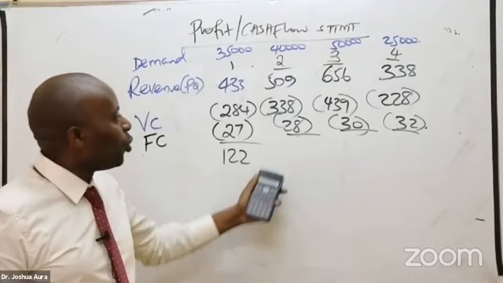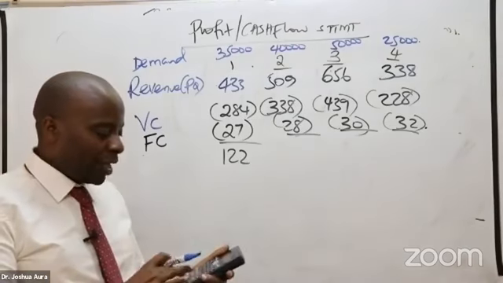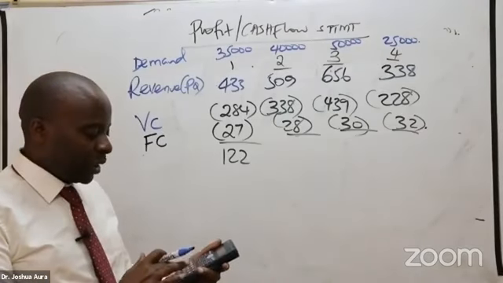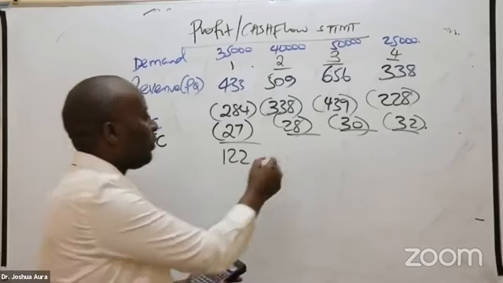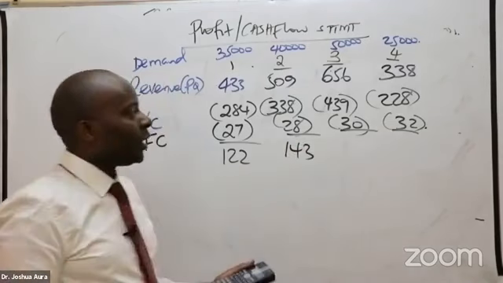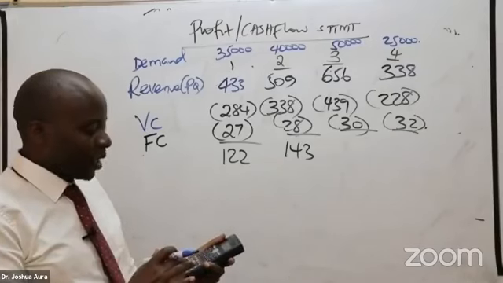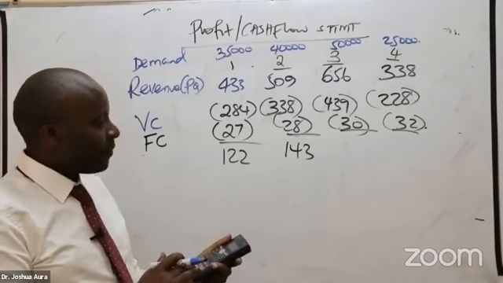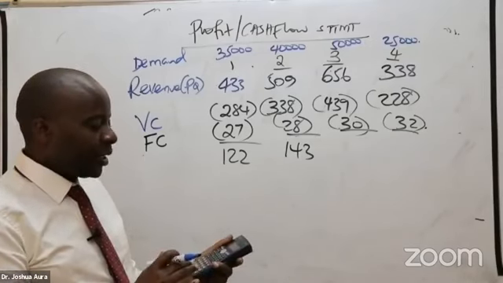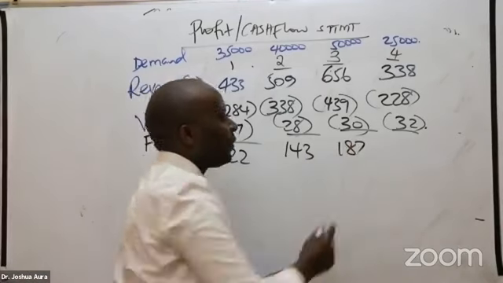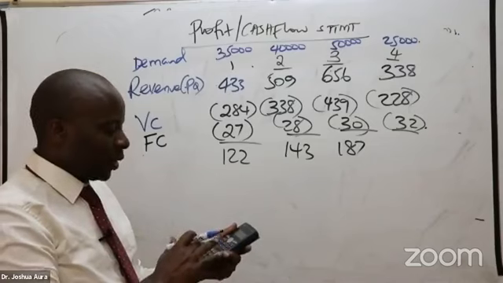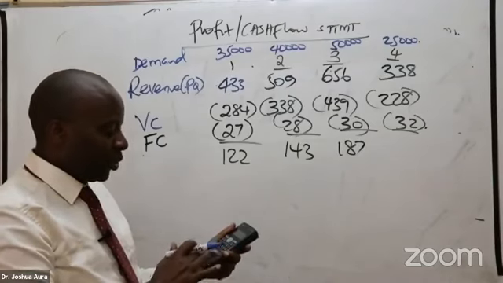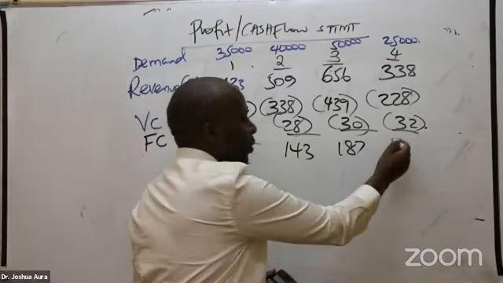Go to year two. Year two, we have 509 minus 338 minus 28, which gives us 143. Then we have 656 minus 439 minus 30, which gives us 187. From there we have 338 minus 228 minus 32, which will end up giving me 78.